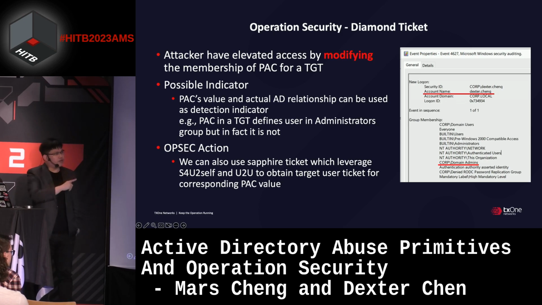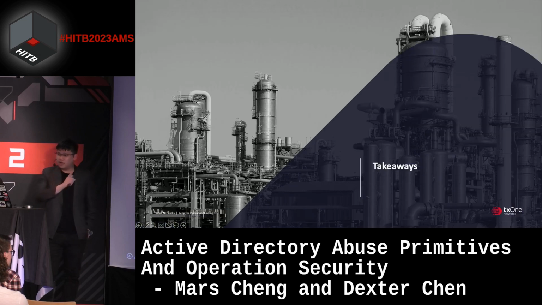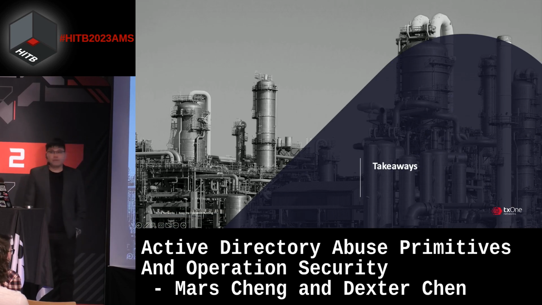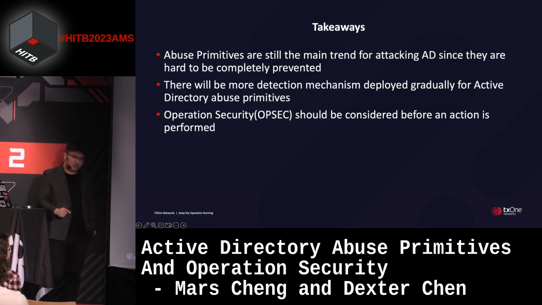Okay, so that's the final part of our attack demo, and let's get to the takeaway. As a summary for this talk, a few things I want to deliver. Abuse primitives are the main trend for attacking Active Directory, and they are hard to prevent and detect because primitives are features of Active Directory. Unlike vulnerabilities, they are hard to patch and hard to prevent, so we can abuse them.